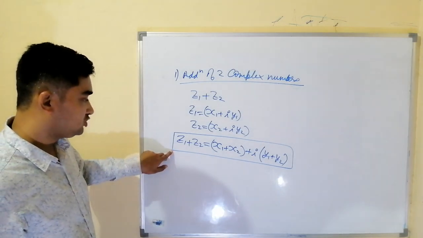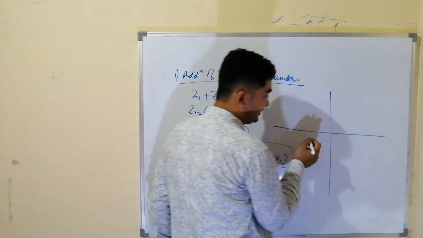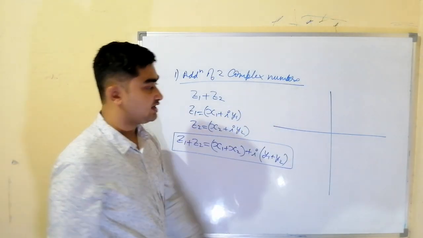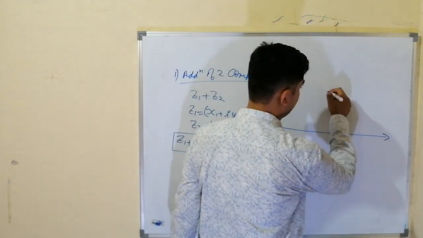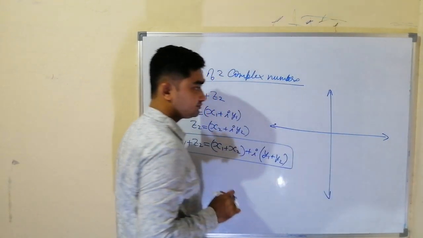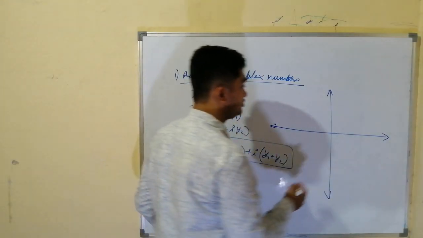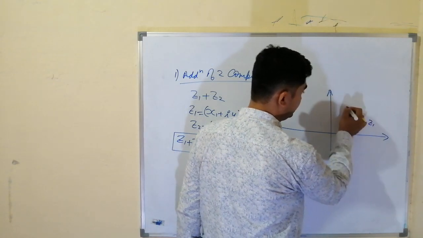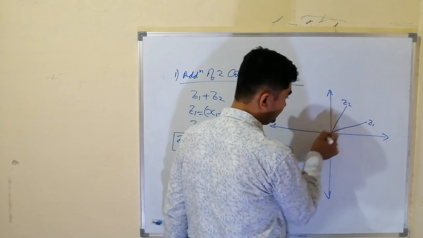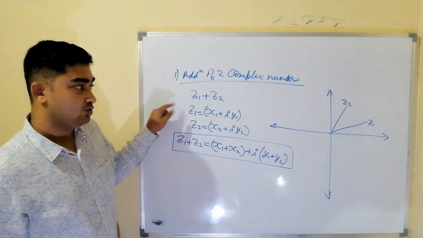But can we do it geometrically? Yes, we can do it geometrically. How to do this? We know complex numbers are points in the Argand plane. We have drawn this Argand plane. This is the real axis and this is the imaginary axis. In this Argand plane, we will plot Z1 and Z2. Z1 and Z2 are the points. Let us say this point is Z1 and this point is Z2. So let us join these points with the origin.